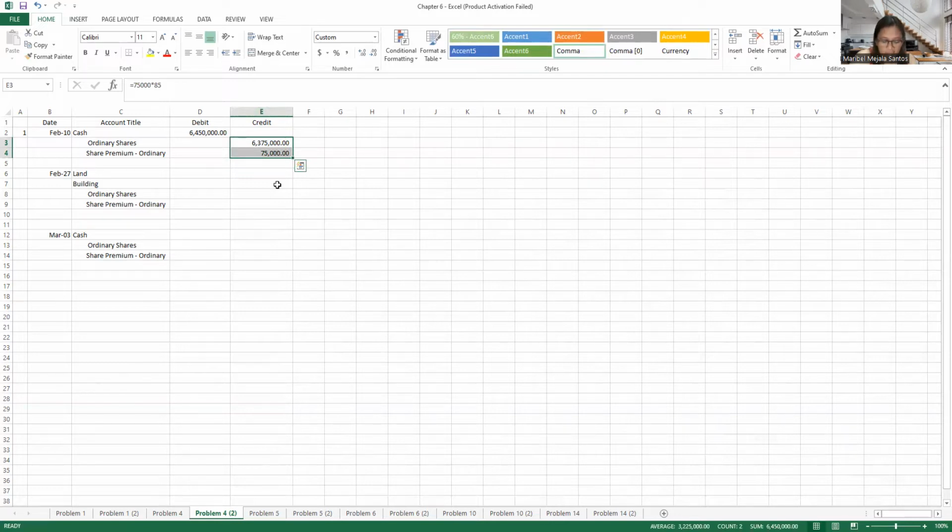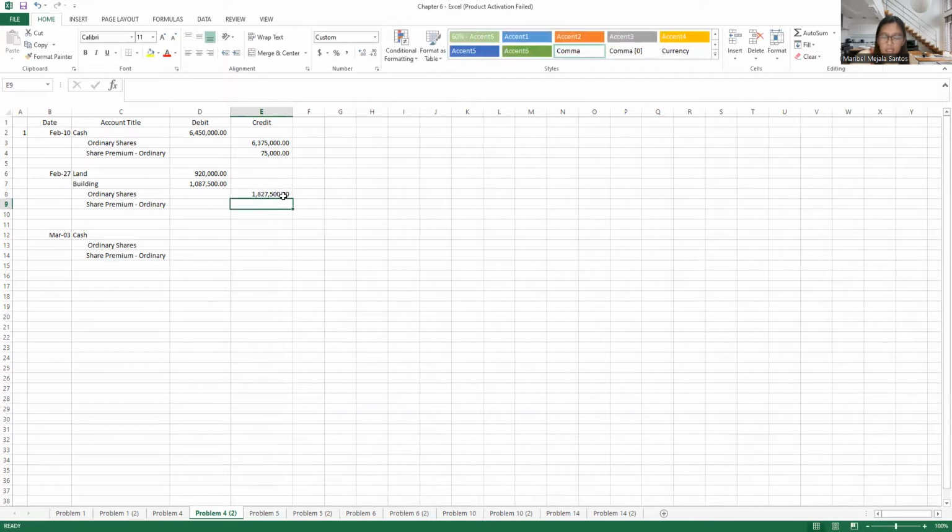Okay? Next, on Feb 27, issued 21,000 shares of ordinary shares in exchange for a land with a fair market value of 920. So get the fair market value. In the absence of fair market value, book value. Okay. And then the building is 1,087,500. Then ordinary shares is 21,500 times 85. 1,827.